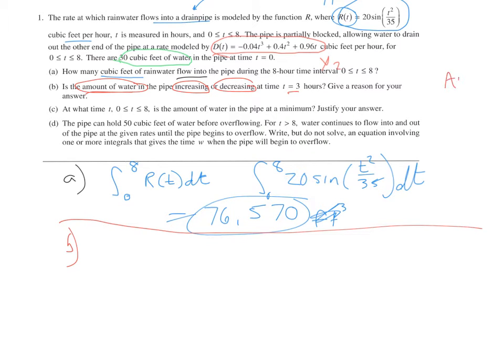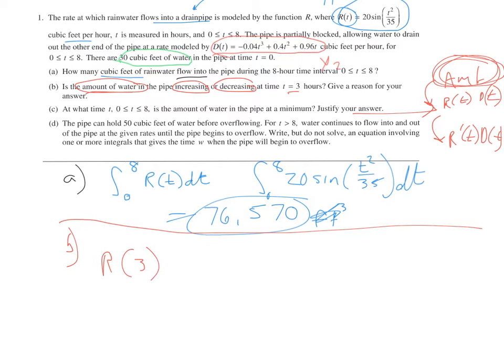So here you've got the amount, you've got the two functions they give us, r of t and d of t, and then the derivative of the amount is the rate at which it's changing, and then the derivative of that would be almost like acceleration of how it's changing, the rate of change of the rate of change. Since they're asking us about how the amount is changing, we're just going to compare r of 3 with d of 3.